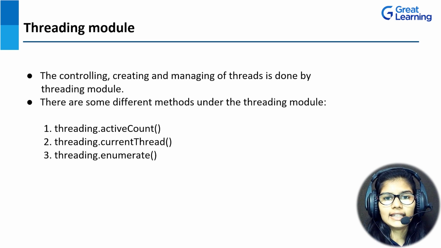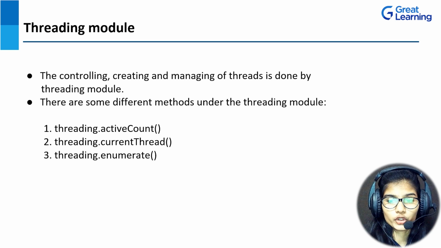So the controlling, creating and managing of threads is done by the threading module. Now there are different methods in the threading module as well, which allow you to do these different things. First of all, the threading which you have written at the start refers to your threading module. Then you have the relevant functions: active count, current thread and enumerate.